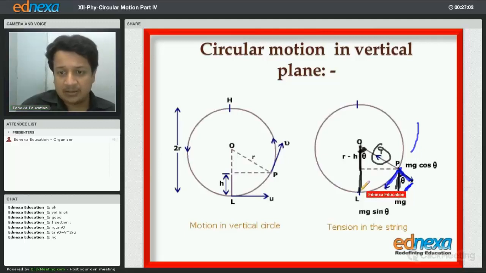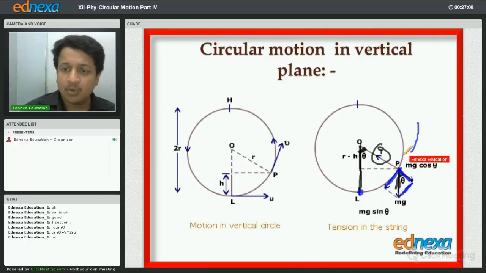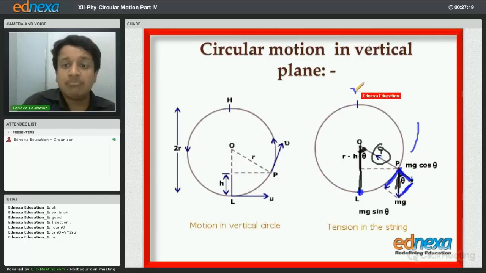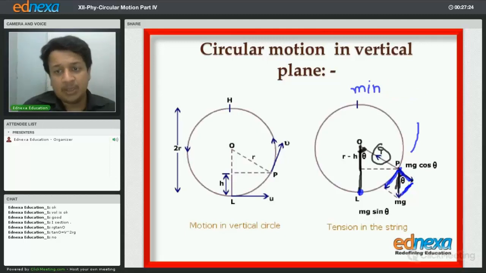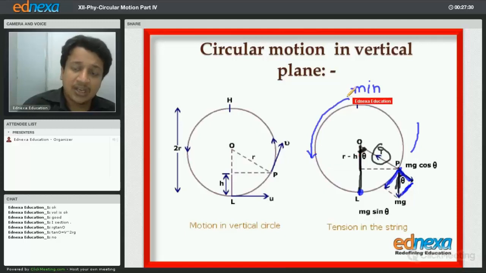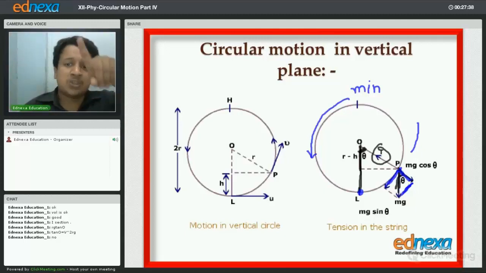at point L, velocity is maximum as object will start moving towards the topmost position. Because of opposition of mg sin theta, velocity of object will go on decreasing. So it will become minimum at topmost position. And when it will become minimum, again it will vary from minimum to maximum in this direction. Because when object will move from this side to this side, that mg sin theta will help the motion. So within half circle it will oppose the motion, and within half circle it will help the motion.